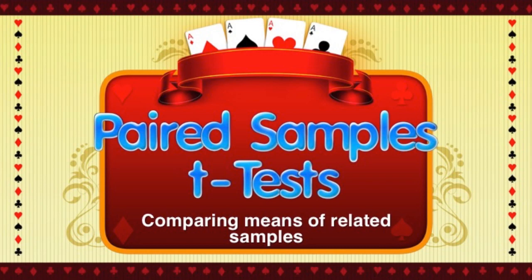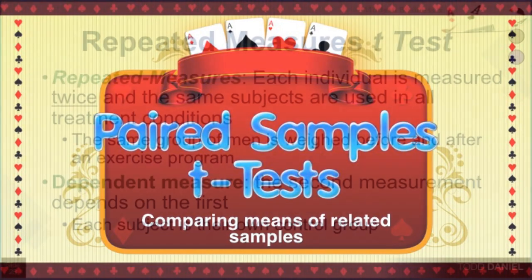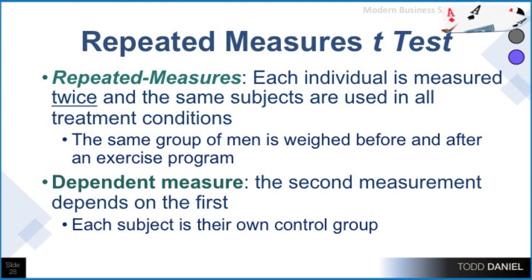So now we're going to talk about the paired samples t-test, and more importantly, the interpretation of the paired samples t-test. It's sometimes called a repeated measures t-test. Repeated measures are when we have one group being measured 2 times. The best example of this would be a pre and post research design.